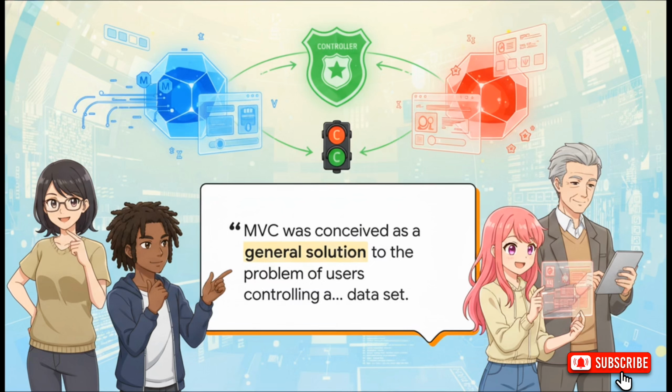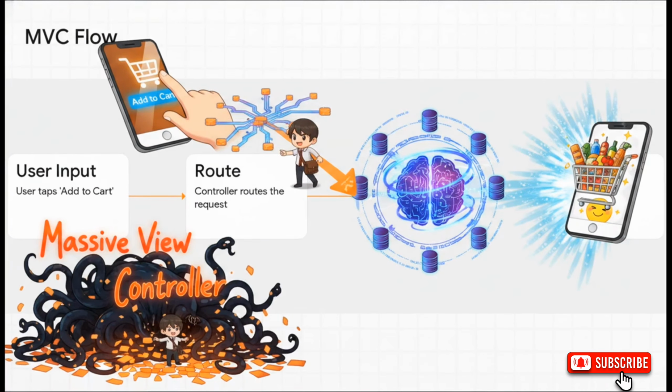By dropping a controller right smack in the middle, developers finally had a dedicated traffic cop to manage how information flowed. Let's walk through a super simple shopping list scenario. Step 1, you tap Add to Cart on the view. Step 2, the view has no idea what to do with that, so it tells the controller. The controller then acts like a basic router and tells the model, hey, update the database. Once the brain updates, the view is told to refresh itself to show that brand new item.